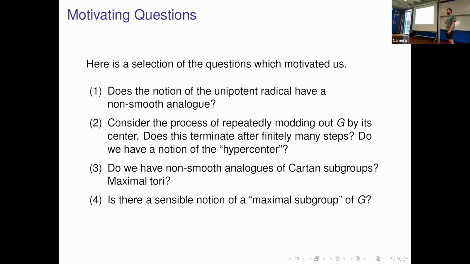Do we have a notion of the hypercenter, for those who have come across this notion in group theory, the group theoretic notion? What about Cartan subgroups? Do we have analogs of maximal tori? And finally, is there a sensible notion of a maximal subgroup?